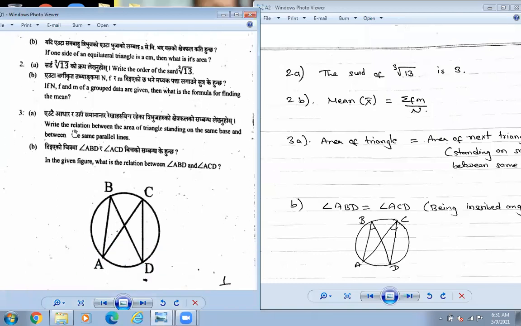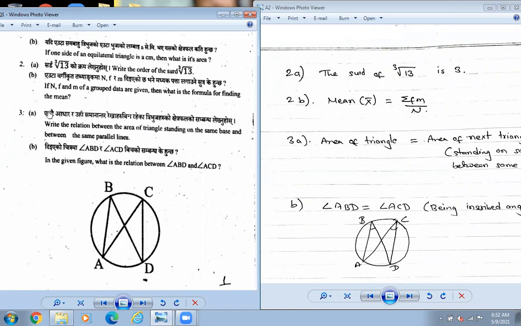Number 3. So what? Write down the relationship between the area of triangle standing on the same base and between same parallel line. Okay, question बुझेको बुझेन? Okay, so relation त लेख्नु भन्छ, के को relation लेख्नु भनेको छ. Okay, so अलिकति confused छ त.